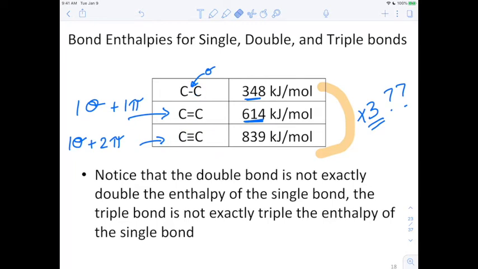Okay. So any questions about this so far? And I know we haven't actually talked about the sigma and pi and what they are, but any questions so far about why that triple bond is not 3 times as strong as the single bond?